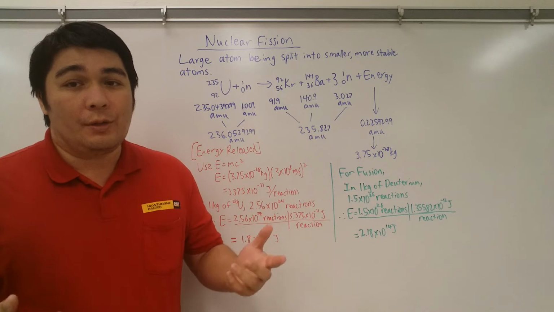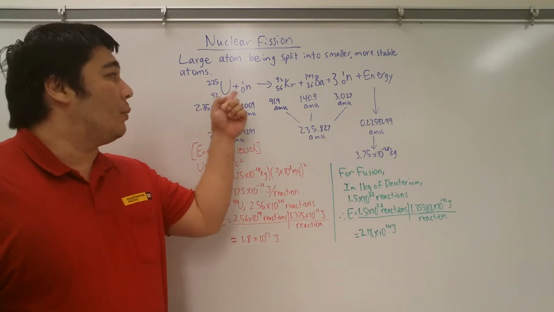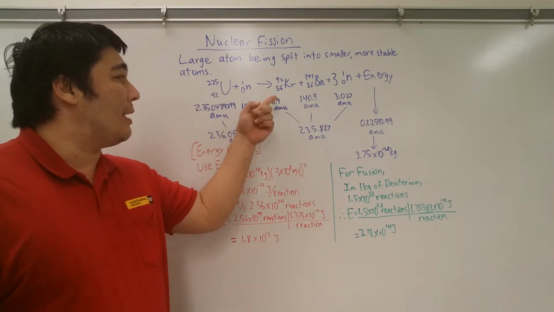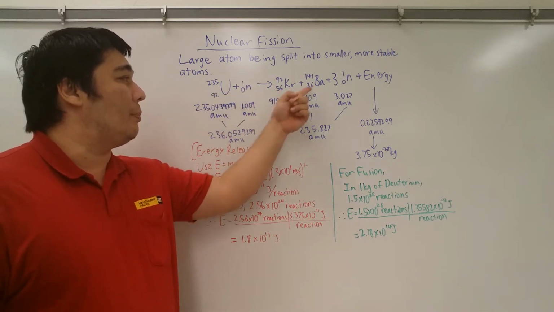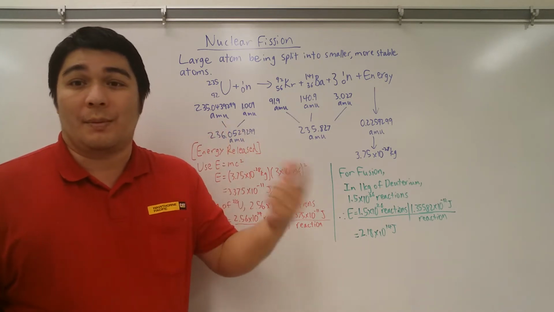The typical nuclear fission reaction is U-235 plus one neutron. It breaks down into krypton-92 plus barium-141 plus three more neutrons plus some energy.